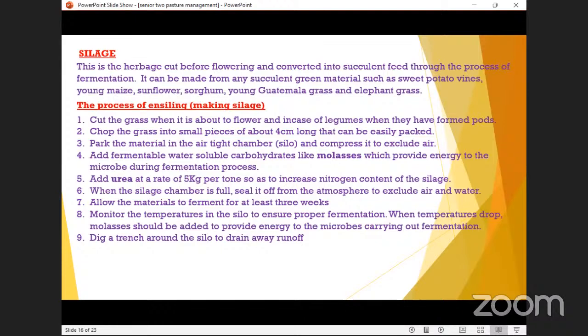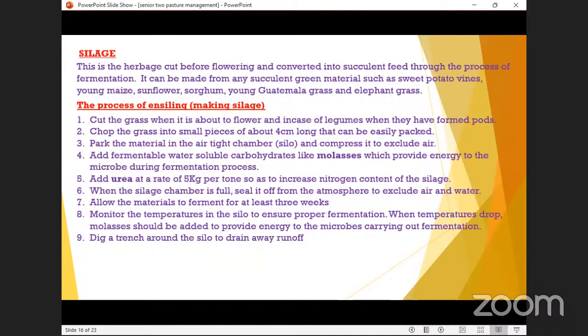When you get your bag, for example, a cavera, these normal caveras, a very big one, you put the pasture inside, the ones you have already collected, and you compress it, remove air out of it, and then add the fermentable water solution, carbohydrates like molasses, which produce energy to the microorganisms during the fermentation process, because fermentation has to occur. Add urea at a rate of 5 kilograms per ton, so as to increase the nitrogen content of the silage. So you have to add urea.